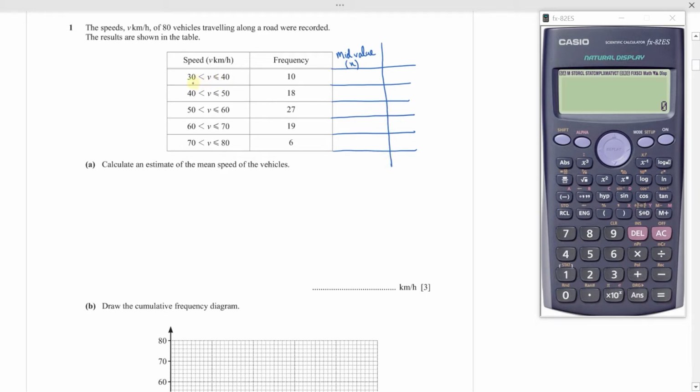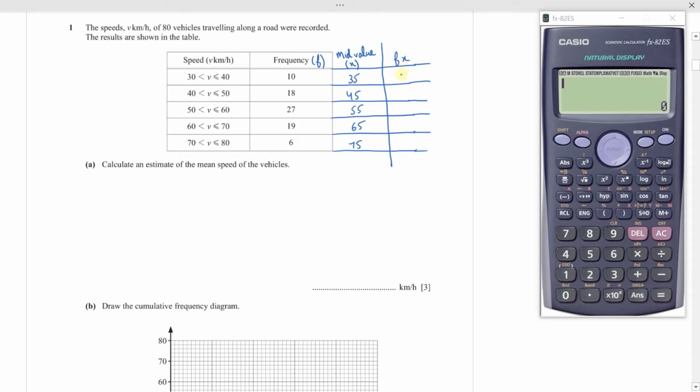So this class interval is between 30 to 40. So the mid value here is 35. Here the mid value will be 45. This will be 55, 65, and then 75. And then I will find the product of this mid value with the frequency. So if this frequency is f, I need to calculate f times x.